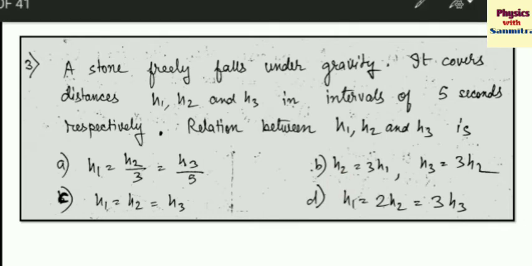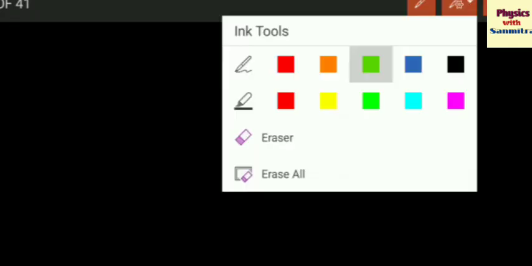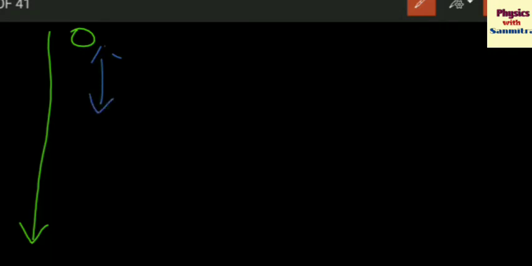So let's understand what this question actually means. Some of the students had confusion in the meaning. The question has nothing wrong in it. See, I am dropping a stone. The stone is dropping downwards. What do you mean by intervals of 5 seconds? In the first 5 seconds, it will cover a displacement of h1.